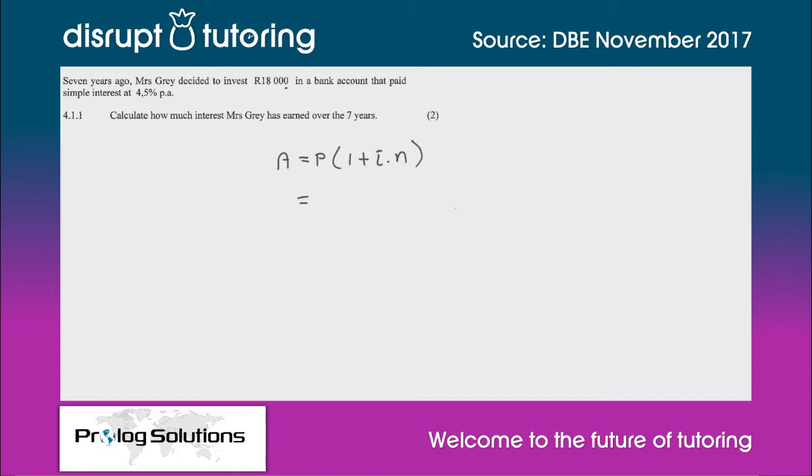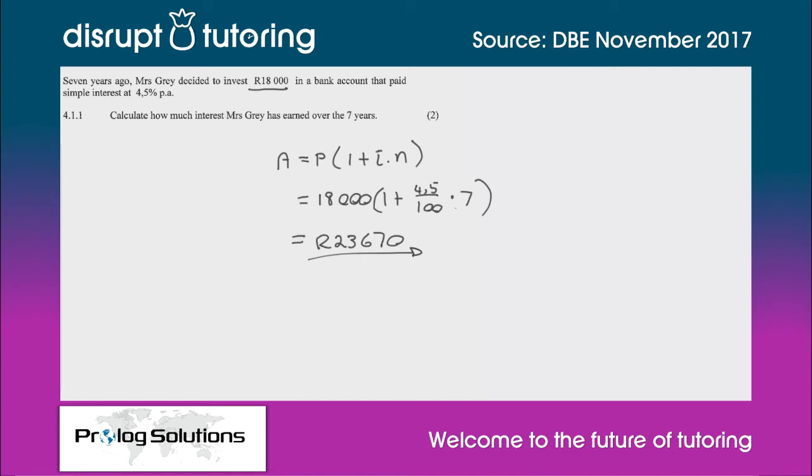P is our principal amount, our 18,000. 1 plus our interest rate, so it's 4.5%, but that needs to be recorded as 4.5 over 100 because it's a percentage, and that is going to be multiplied by 7 because we are investing it for 7 years. So we put all of that in our calculator, and that gives us a final answer of 23,670.